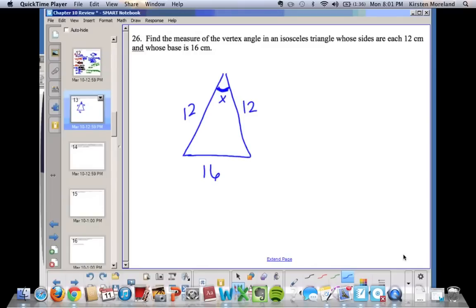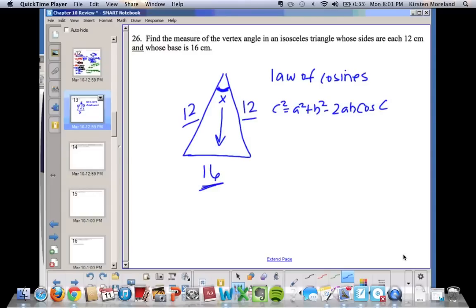So we're going to call that x. And I see side, side, side. So I'm going to be using law of cosines. So when I use law of cosines, the only thing I need to figure out is what's my c value. My c value is across from the angle I want to find, so it's going to be 16. So I'm going to do 16 squared equals 12 squared plus 12 squared minus 2 times 12 times 12 times the cosine of x. I know, it's a long formula.